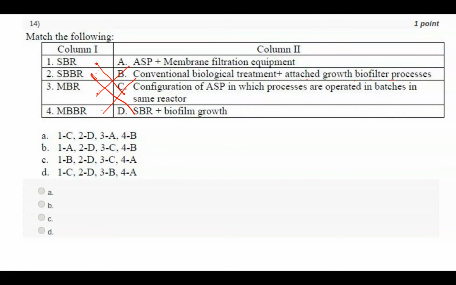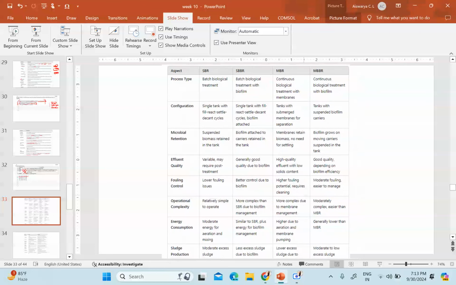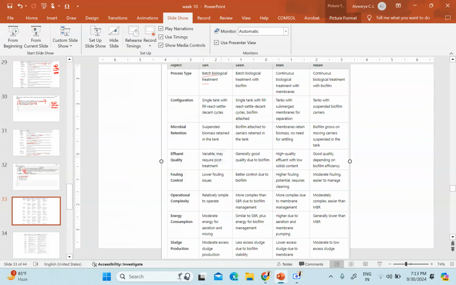So the answer is C2. This A, A is the answer. Now, I have given this, you can read the difference between these processes: SBR is batch biological treatment, SBBR is batch biological treatment with biofilm. This is a membrane bioreactor, and the membrane bioreactor with biofilm also comes here. So you can read out the difference between these four reactors.